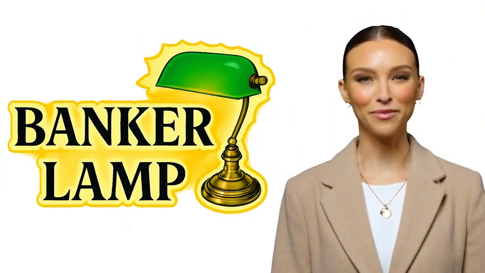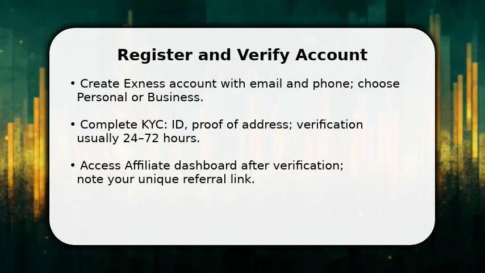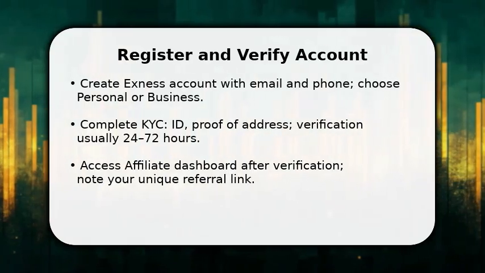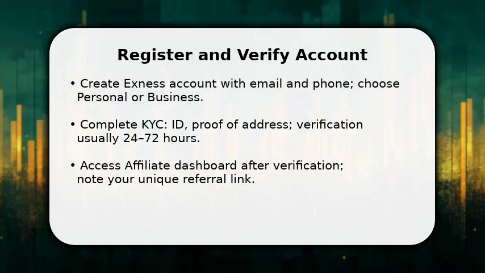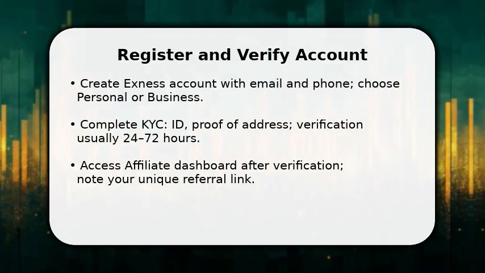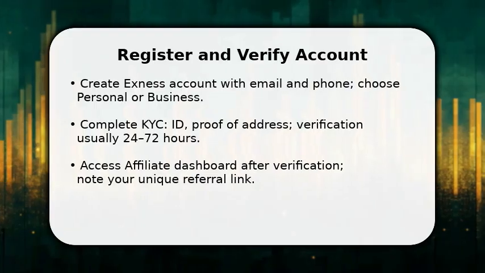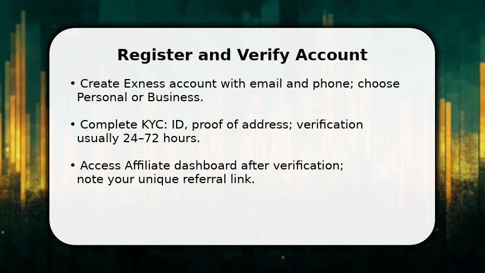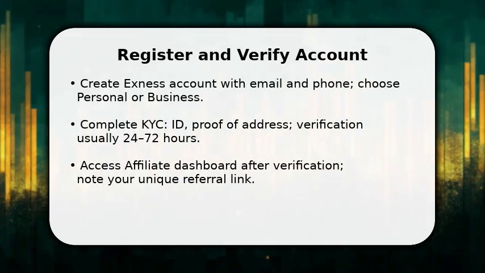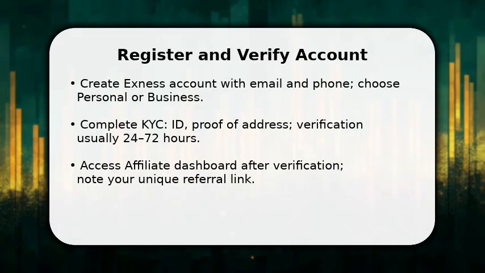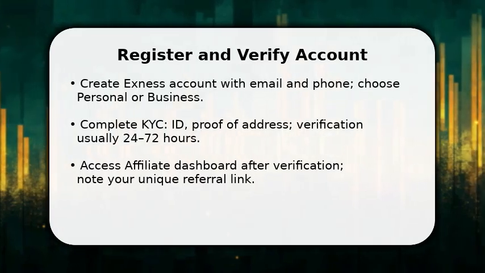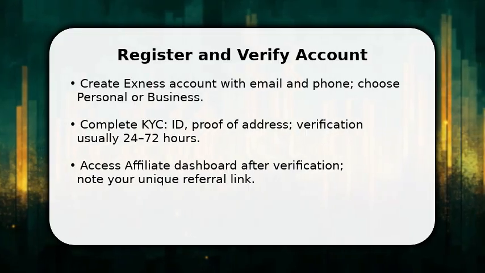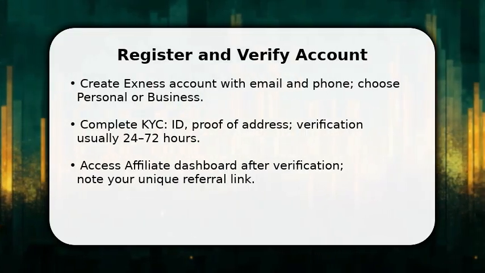Please enjoy the video. You start by registering an Exness account and choosing whether you'll operate as personal or business. This affects payout options. Once done, complete KYC immediately, upload a government ID and proof of address, because verification unlocks the affiliate dashboard. After verification, navigate to the affiliates section and copy your unique referral link. Make sure to set preferred currency and payout method now, since these determine fees and timing.